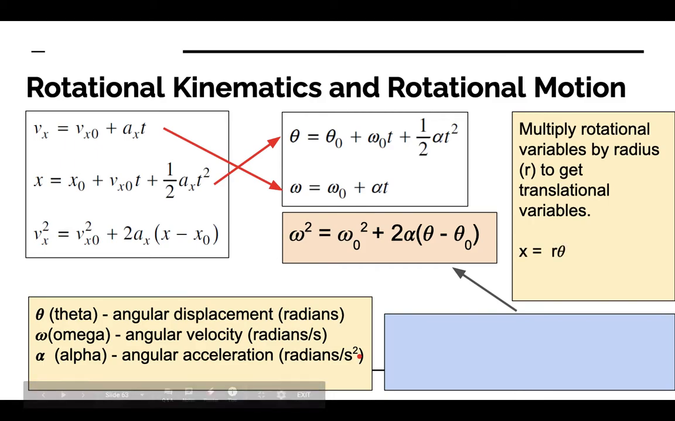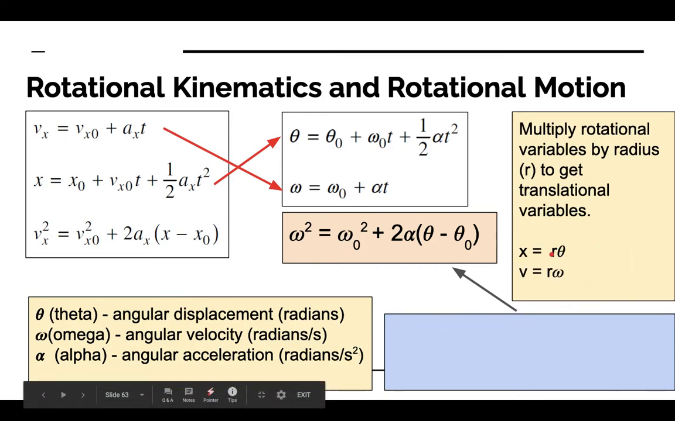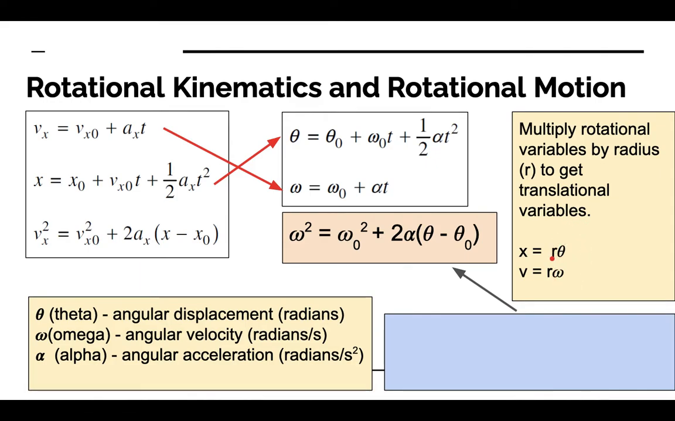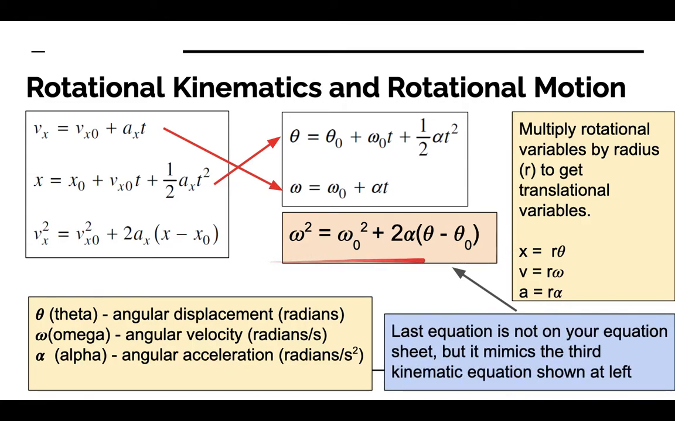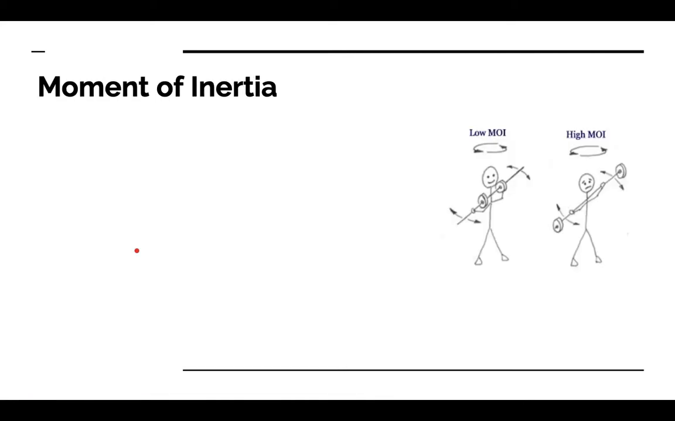To get a translational variable from a rotational variable, you multiply the rotational variable by r, as if you're just finding the arc length of a circle that's rolling. So theta times r gives you x, omega times r gives you v, and alpha times r gives you a. Likewise, if you want to go from translational to rotational, you just divide the translational variables by r. And again, the last equation right here is not on the equation sheet, but its translational analog is, so you do not have to worry about memorizing it.